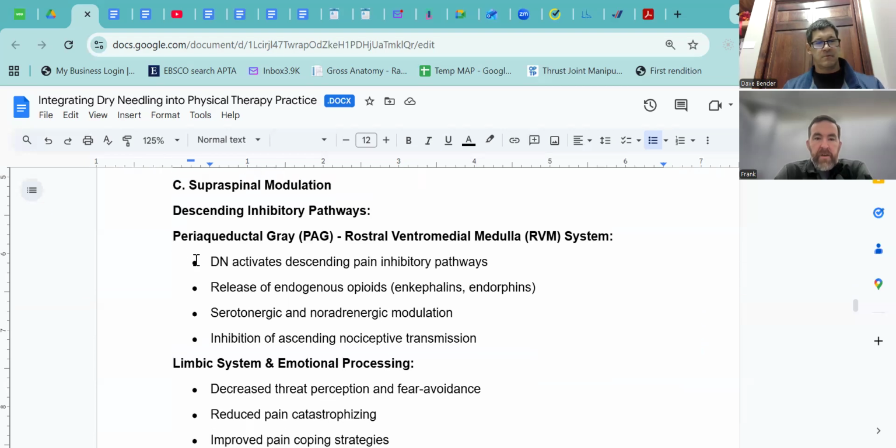So finally, from the supraspinal modulation, you have the continuation of the descending inhibitory pathways. So the PAG and the RVM, needling really activates these descending pain inhibitory pathways. The release of these endogenous opioids, as well as serotonergic and noradrenergic modulation, leads to an inhibition of the ascending nociceptive transmission. So it blocks the information coming from that altered dorsal horn.